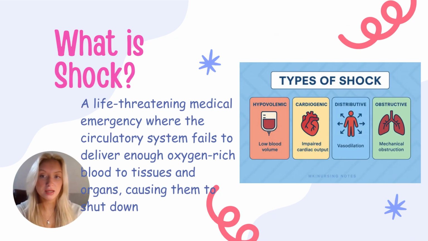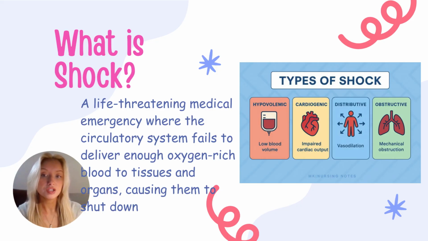Let's start with defining what is shock. Shock is a life-threatening medical emergency where the circulatory system fails to deliver enough oxygen-rich blood to the tissues and organs, causing them to shut down. In this presentation, we're going to go over the four different types of circulatory shock. These include hypovolemic, cardiogenic, distributive, and obstructive.